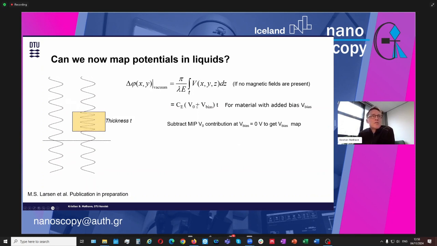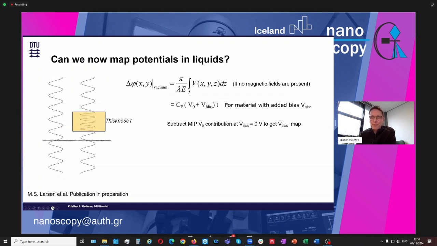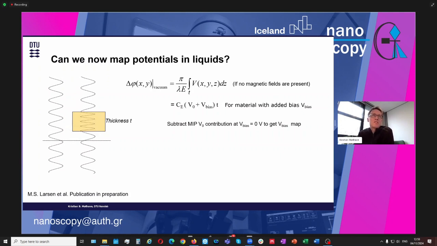And if I save that image and then apply a bias, then I'll get an added value just from that. And if I subtract my initial 0-volt image, then I get the actual contribution from my bias voltage. So if I use the 0-volt bias as a reference image, I subtract, then I can now begin to get a map of my actual bias potential in my sample. This we think is pretty sweet. Hey, could we begin to map out potentials applied in electrochemical systems?